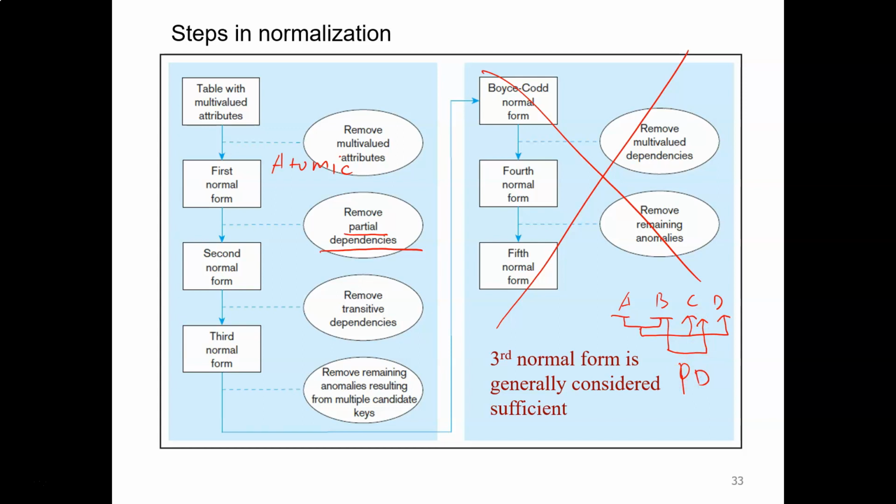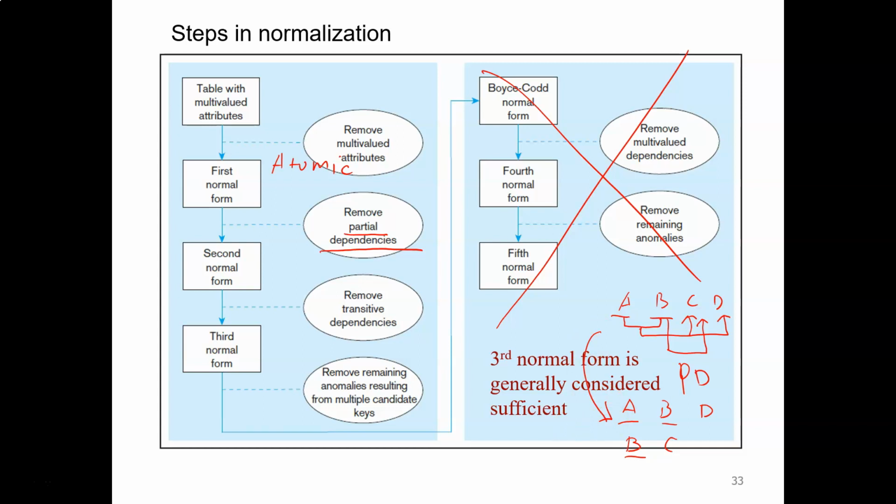When you remove the partial dependency from the second normal form table, what you do is you break this into two tables. You're going to have A, B, the primary key, and D, because A and B together can determine D. And then you create another table with B and C, because B can determine C. You break this table into two tables to remove the partial dependency. So now these tables are in the second normal form.